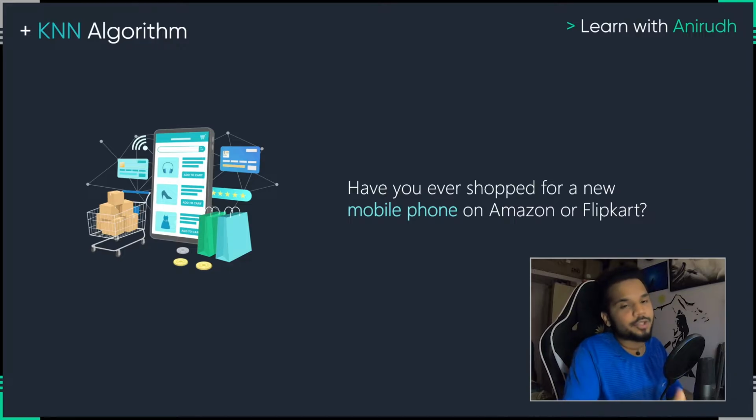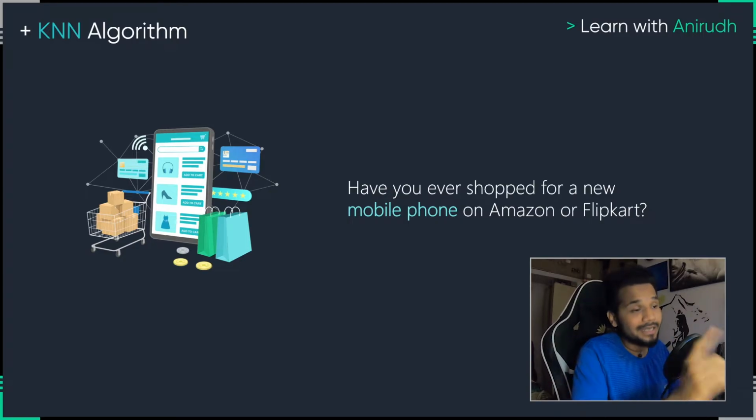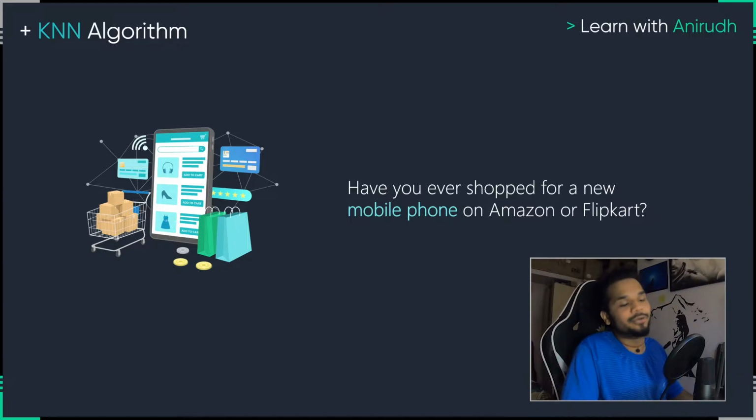Now, how does Amazon know that when people buy new mobile phones they have to put a tempered glass, that they are looking forward to buying a case as well? It's not a human on the other side who's sitting and making these decisions saying, hey, Anirudh bought a new mobile phone, let's recommend a case to him. No, that's a very intelligent machine learning algorithm that is sitting in the back end doing exactly this.